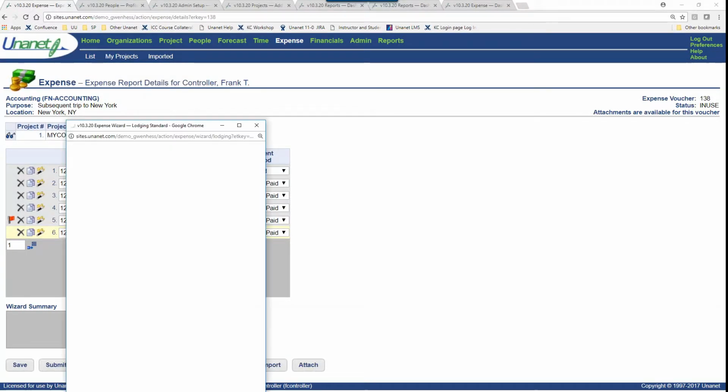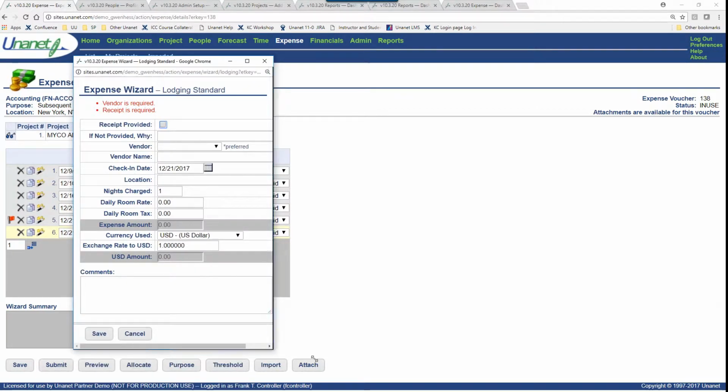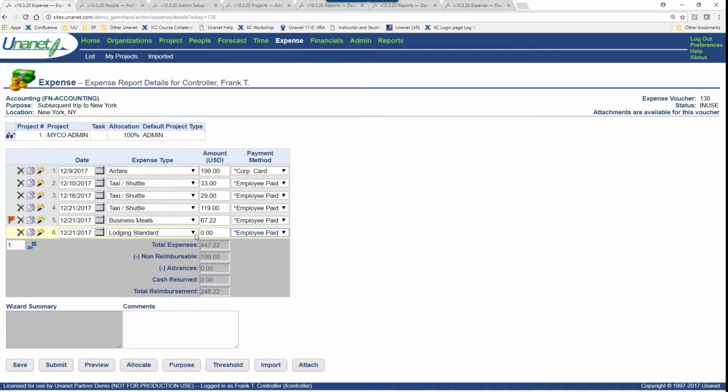So let's say I just had a regular old lodging. This is not something I have to go to for per diems. I just fill out the information for that stay. This might be when you go to a conference or something, where you're not worried about staying within a certain per diem limit. You would just fill it out, save it, and you're pretty much done.